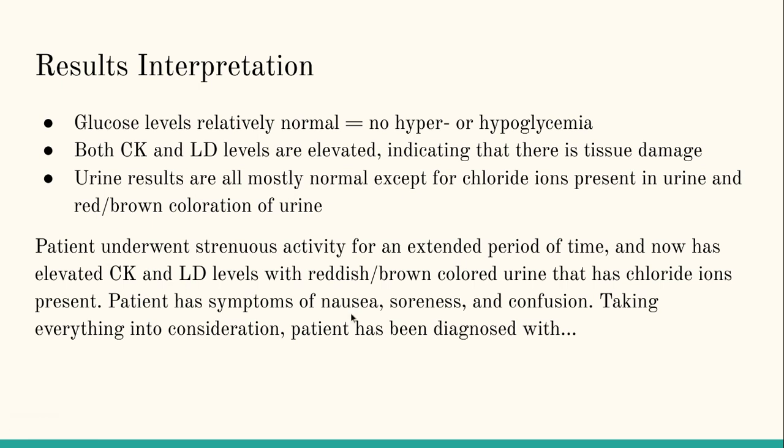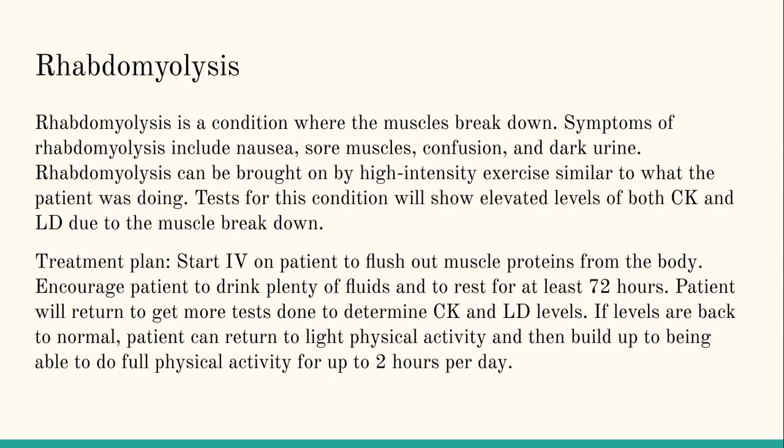So when we take everything into consideration, with the patient's history of undergoing strenuous activity for an extended period of time, his CK and LD levels are now elevated with a reddish-brown colored urine with chloride ions present in the urine. Patient has symptoms of nausea, soreness, and confusion. When we take everything into consideration, the patient is most likely to have rhabdomyolysis.